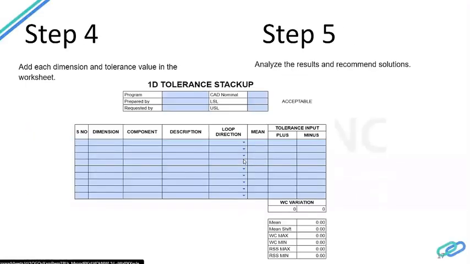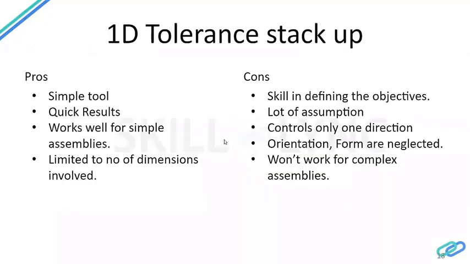Let's go back to this presentation. These are all the 5 steps to do a 1D tolerance stack-up analysis. Next, let's talk about the pros and cons of this analysis. It's a simple tool. With a little bit of effort, we can come to know what the variations are, or we can do a tolerance analysis. This works for very small assemblies and simple objectives like I showed over here.